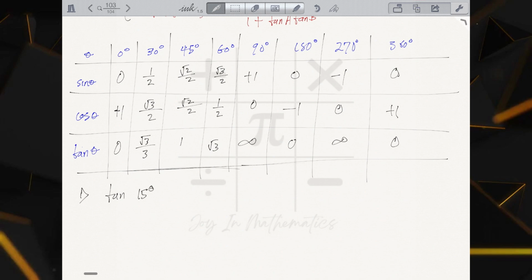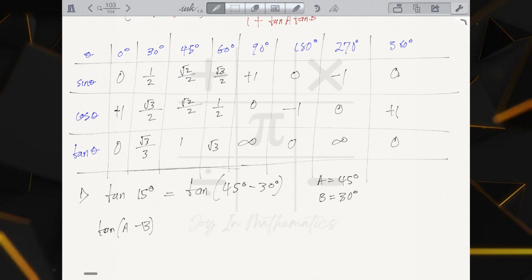Just as we did in the last lesson video, tan 15 degrees is the same thing as saying tan 45 degrees minus 30 degrees, because when we subtract these two, we are going to have 15 degrees. So we are saying that A is equal to 45 degrees and B is equal to 30 degrees.